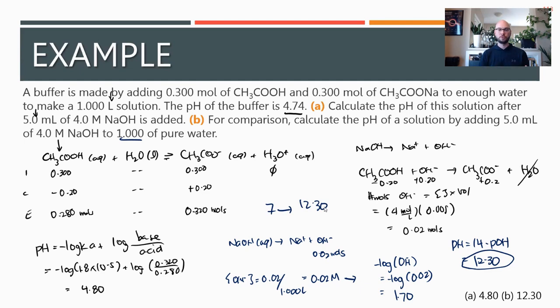That's huge, right? So we can see that a buffer solution really does resist a pH change because of that equilibrium reaction that's going on.